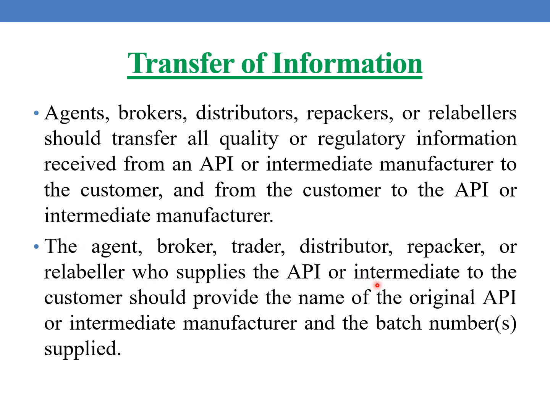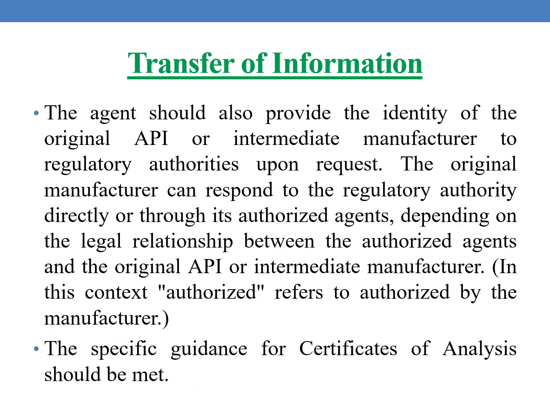The agent, broker, trader, distributor or repacker or relabeler who supplies the APIs or intermediates to the customer should provide the name of the original API or intermediate manufacturer and the batch number supplied. And they should also provide the identity of the original API or intermediate manufacturer to regulatory authorities upon request. The original manufacturer can respond to the regulatory authorities directly or through its authorized agents, depending upon the legal relationship between the authorized agents and the original API or intermediate manufacturer. In this context, authorized refers to authorized by the manufacturer. Specific guidelines for certificate of analysis should be met.